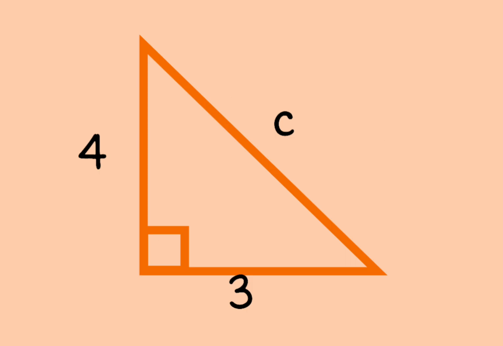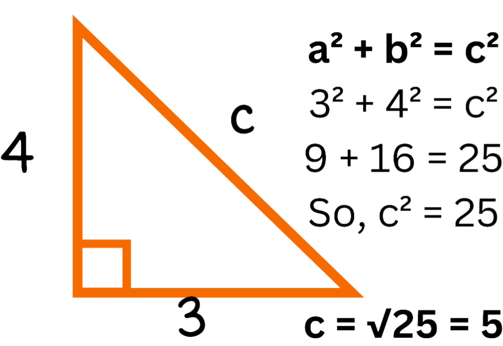Let's try a simple example. If one leg is 3 and the other is 4, we can find the hypotenuse using a squared plus b squared equals c squared. 3 squared plus 4 squared equals c squared. 9 plus 16 is equal to 25. So, c squared equals 25. That means c equals the square root of 25, which equals 5 units.